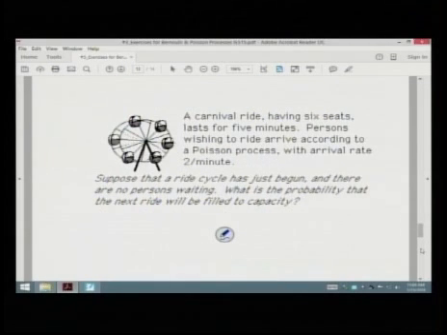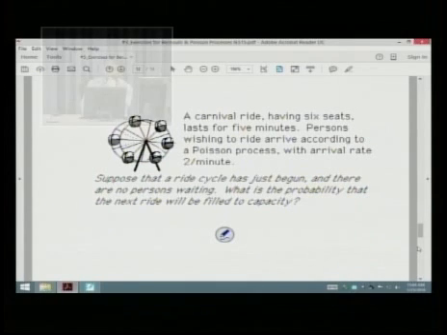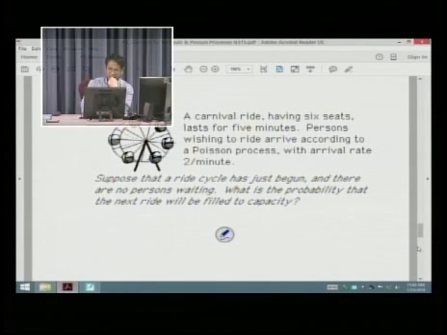Okay, so let's move on to the next example. A carnival ride having 6 seats lasts for 5 minutes. Persons wishing to ride arrive according to a Poisson process with an arrival rate of 2 per minute. Let's suppose a ride cycle has just begun and there are no persons waiting. In that case, what is the probability that the next ride will be filled to capacity?